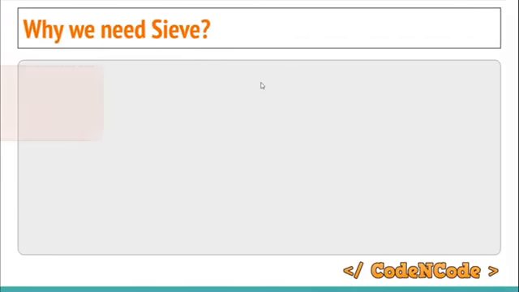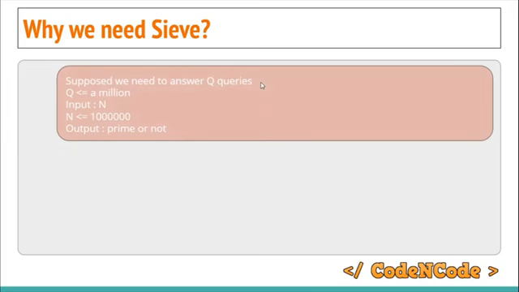Why do we need sieve? First of all, suppose you are given Q queries, where Q is roughly 1,000,000, and in each query you are given an input n, which can be as large as 10 to the power 6, and each time you have to print whether the given number is a prime number or not.